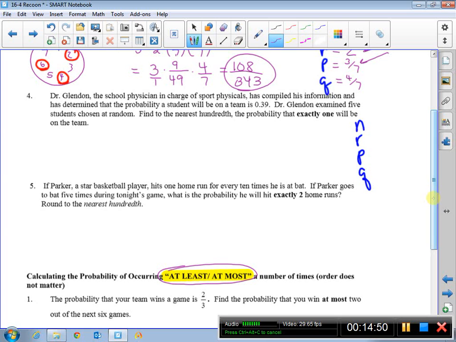So Dr. Glennon, the school physician, is in charge of sports physicals. He has compiled his information and has determined that the probability a student is on a team is 0.39. Dr. Glennon examined 5 students chosen at random. Find to the nearest hundredth the probability that exactly one of those 5, so we know N, we know R, will be on a team. So P is the probability you are on a team, and that is given right here, 0.39. So what is Q?